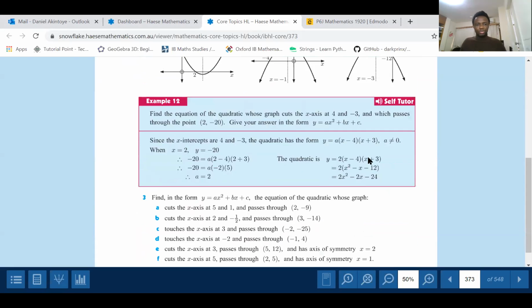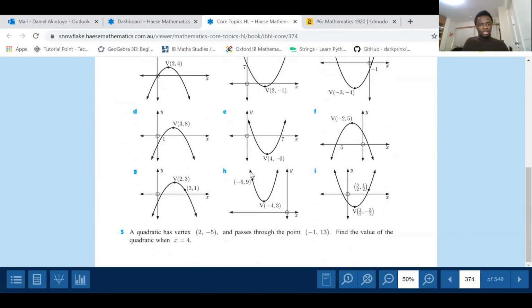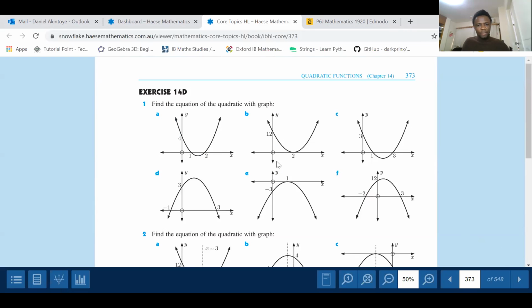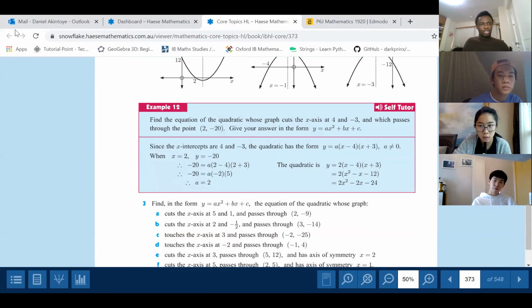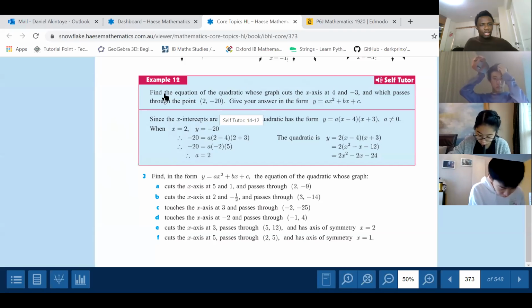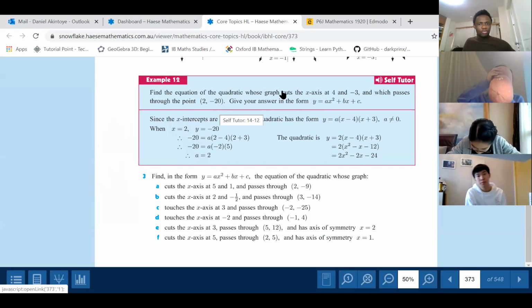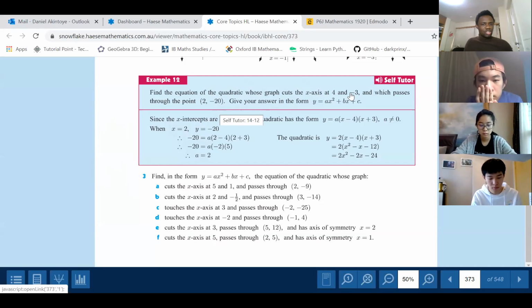So I'm going to break you into your rooms now. Okay, here is another one. Can everybody see this? We could just go through this, then you can take your time to practice on your own. Find the equation of the quadratic whose graph cuts the x-axis at this point and passes through 2, minus 20.